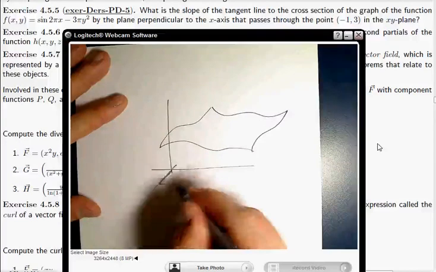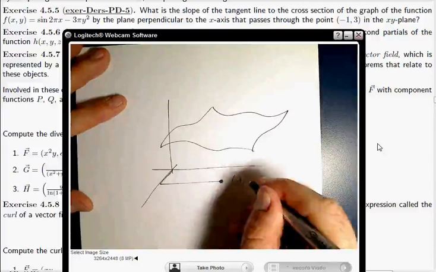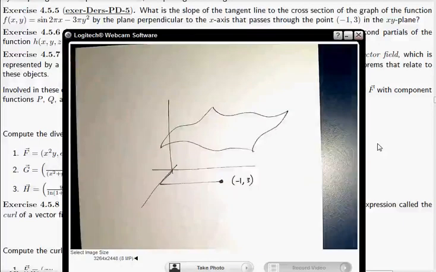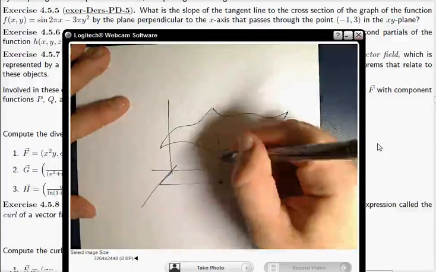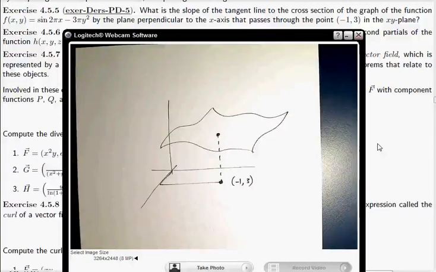It's easier for me to draw the point over here, so I'm just going to say, whatever, this is negative 1, 3. I know I drew it in the wrong spot, but it's just easier. All right, so let's see here. We want the slope of the tangent line to the cross-section.